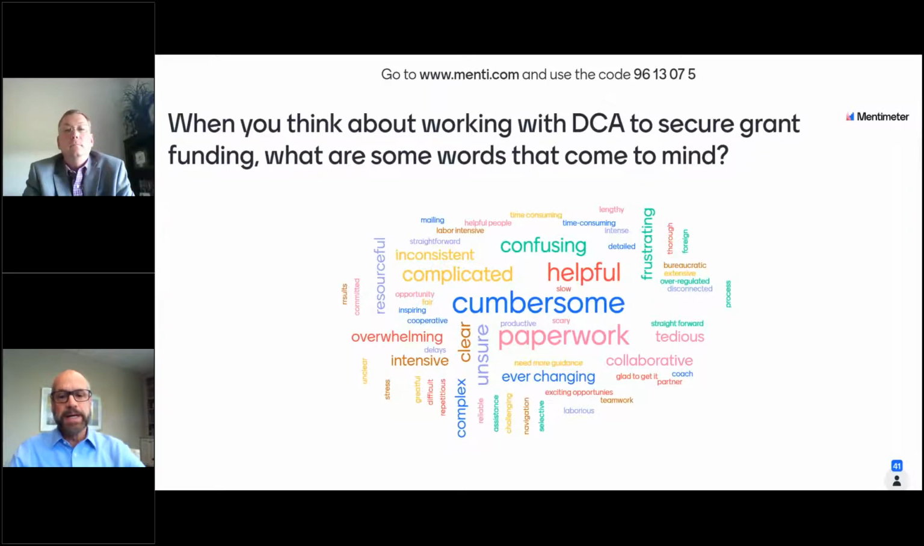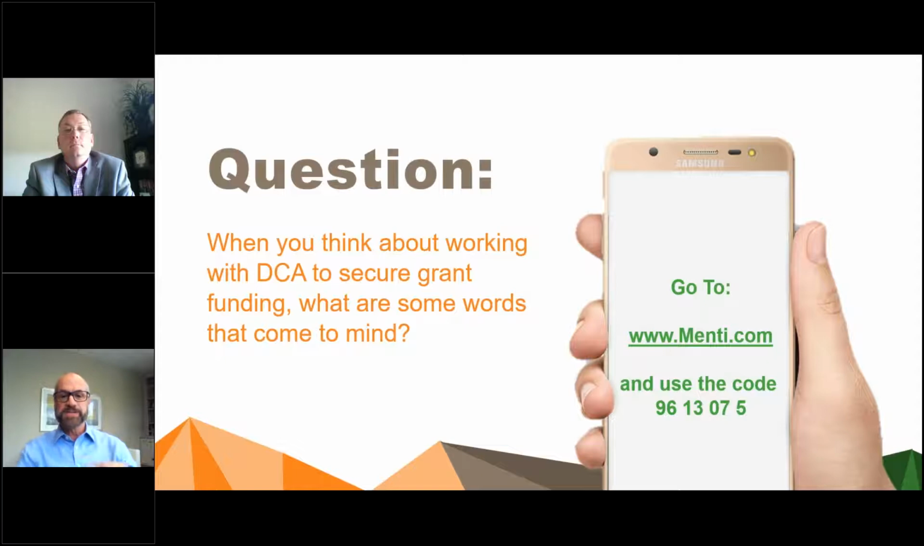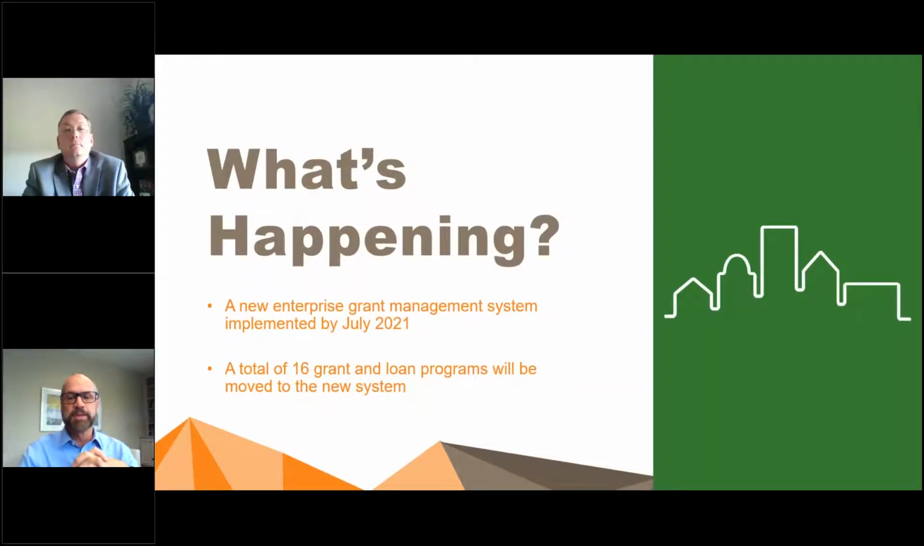So, now that we know some of your thoughts on the current process, I'm going to fill you in on how grants management at DCA will be changing. We're currently in the process of implementing a new enterprise-wide grants management system. And while we plan to be fully operational in the new system by July of next year, we're still in the process of configuring the system to meet each grant program's need.